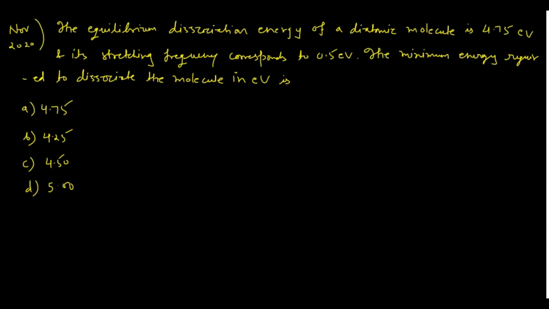What it says, okay. The equilibrium dissociation energy of a diatomic molecule is 4.75 electron volt. It is not given in centimeter inverse, and its stretching frequency corresponds to 0.5 electron volts. Right, so minimum energy required to dissociate the bond. Actually, this problem is based on your Morse potential. So for this you need to know the Morse potential curve.